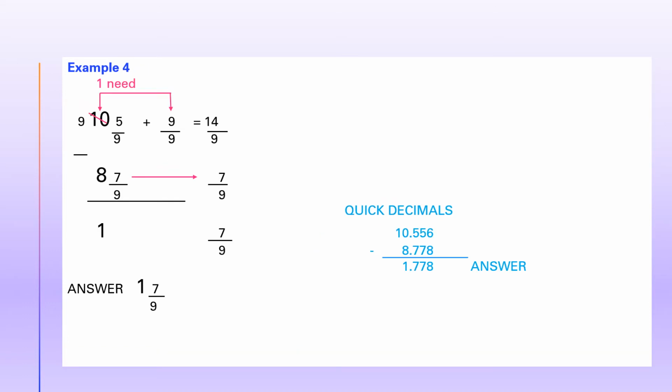Another example. 10 and 5/9, subtract 8 and 7/9. Once again, we can't subtract 7/9 from 5/9, so we take 1 from the 10, leave 9. The 1 becomes, rename it as 9/9. We add the top numbers to give us 14/9. Then we subtract, get 7/9. The whole number portion, 9 take away 8 gives us 1.